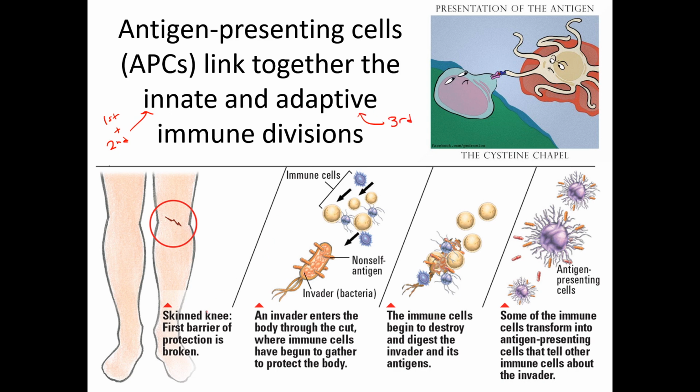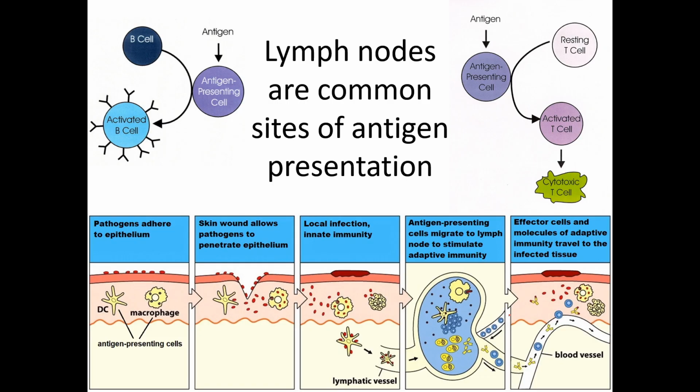So here you've got a skinned knee. Invader gets in, some bacteria. It has non-self, foreign antigen. Our immune system cells attack it, begin to destroy it, but some of them keep pieces of that, keep antigen as a trophy, and they go and they present it to other immune system cells to help activate them. That's what we'll be focusing in on the next topic.